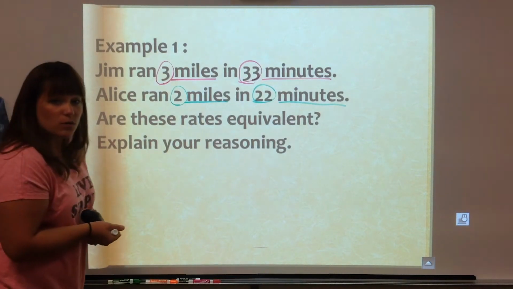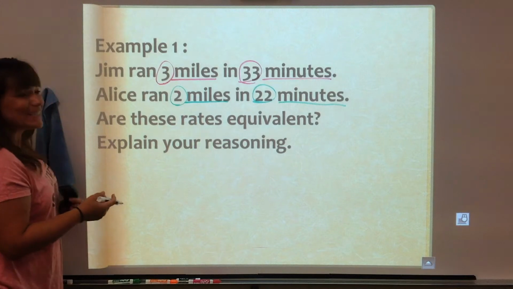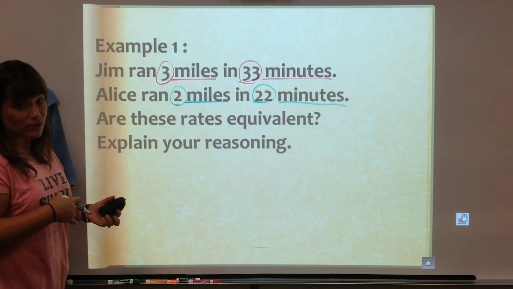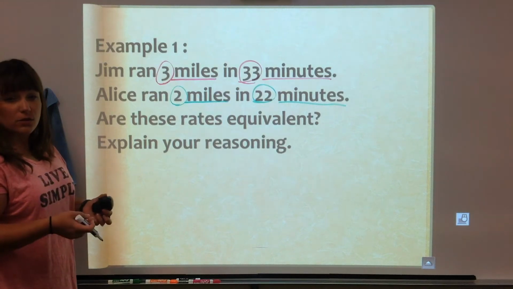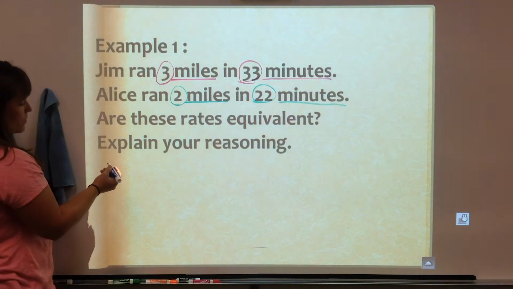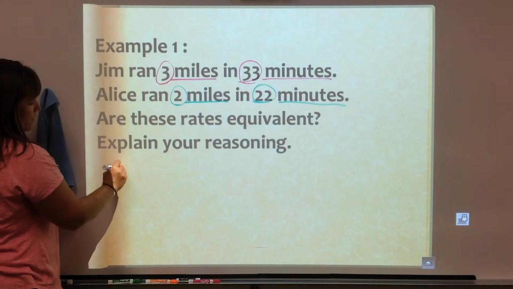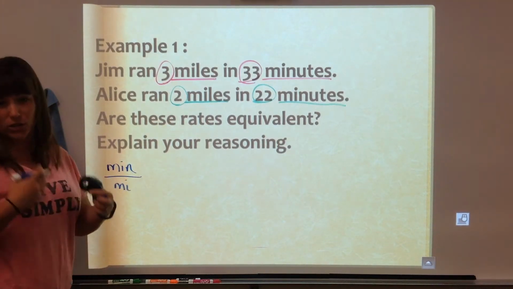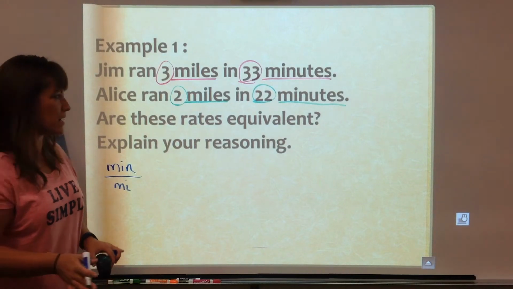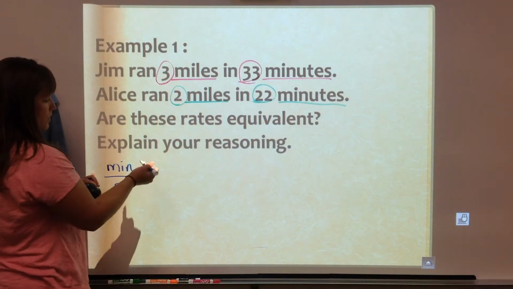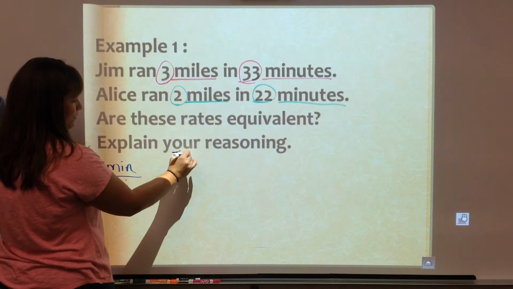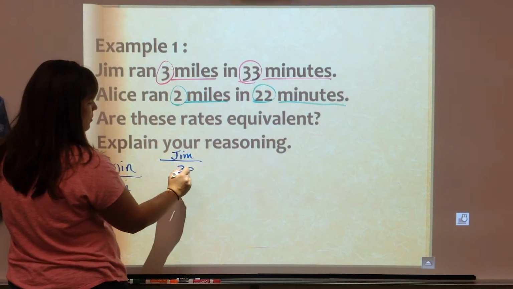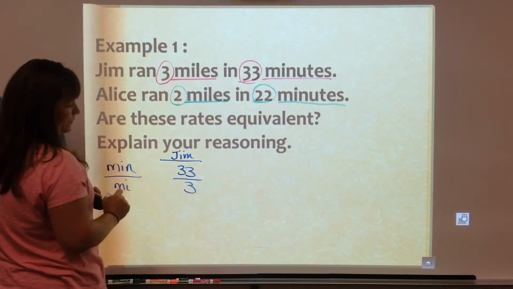So I'm going to start with words first. Does not matter whether you do miles over minutes or minutes over miles. I'm going to do a unit rate. So I'm going to put the bigger number, my minutes, over miles. But in my notebook, I actually did it the opposite way, and it still works out fine. So now we're going to talk about Jim. So Jim's rate is 33 over 3.